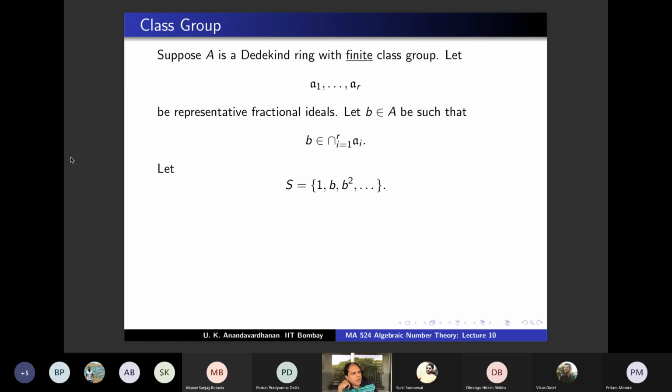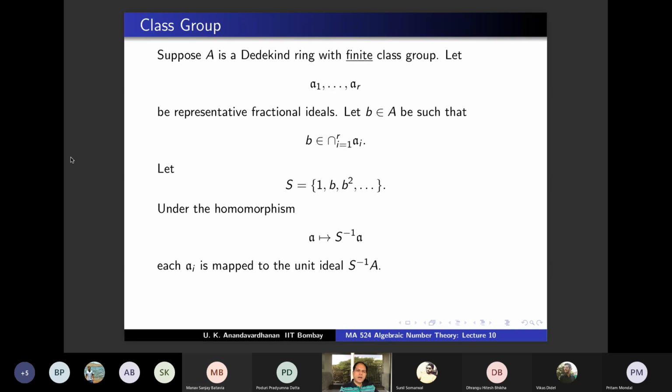In your algebra, there are two famous multiplicative sets. One is you take a prime ideal and take its complement, and this is the other famous one, the multiplicative set generated by one element. So take such a B and form this multiplicative set. Now you have this homomorphism from the domain A to the domain S inverse A, and each AI is mapped to the unit ideal S inverse A. Why? Each AI is in the kernel of this map.